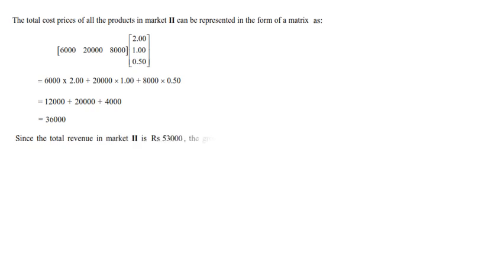So we have to calculate the profit he is getting. The total revenue he gets from market 2 is 53,000, which we calculated in the first question. The profit is calculated by subtracting 36,000 from 53,000. So rupees 17,000 is the profit from market 2.